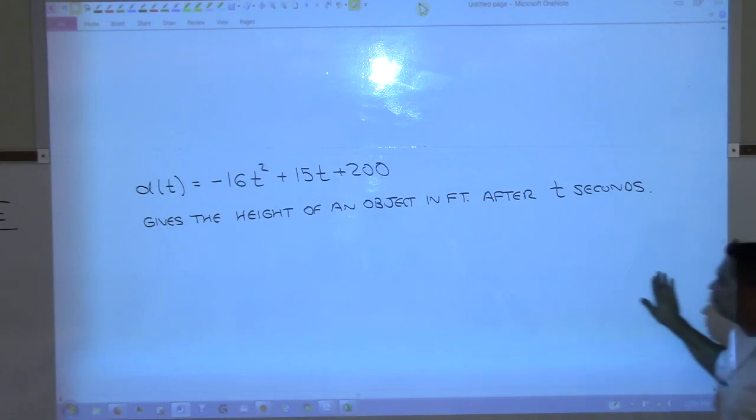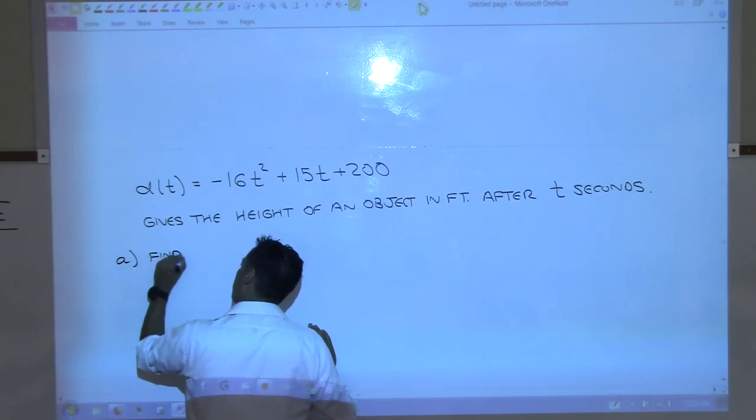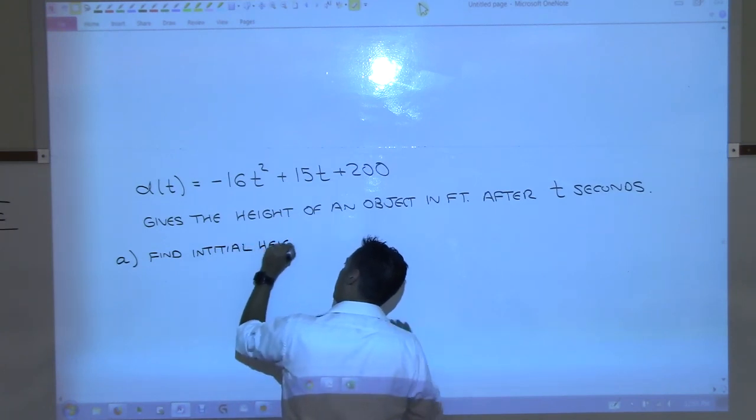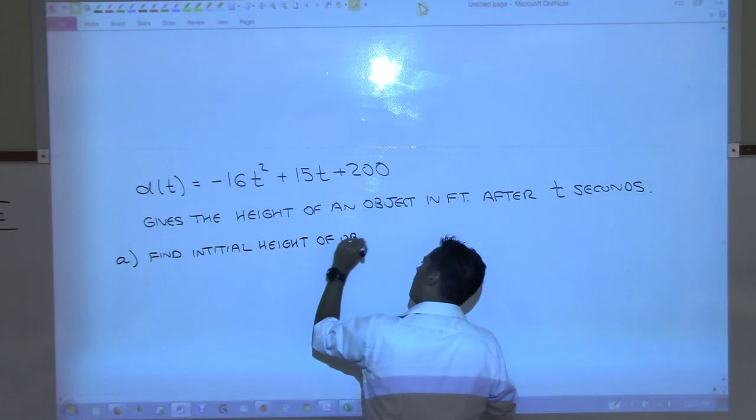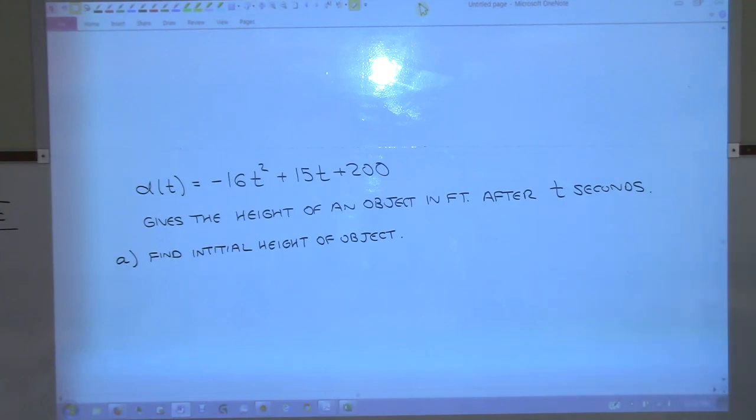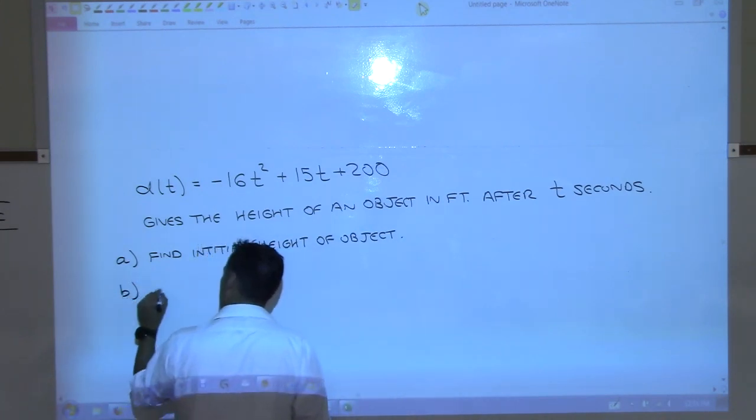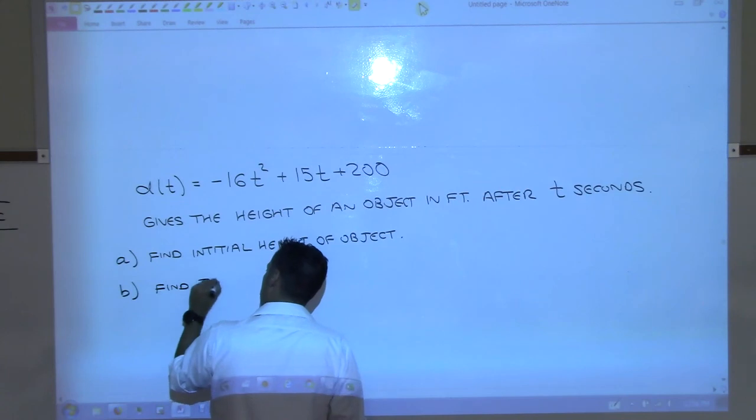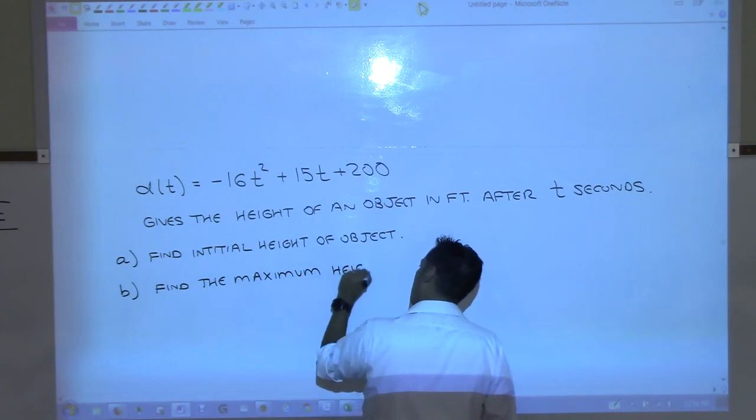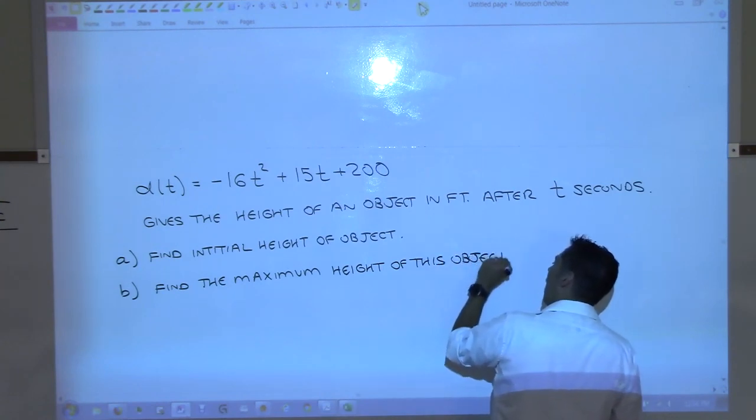Here are some questions for you. First, find the initial height of the object. Can anyone tell me that answer without doing any work? 200. It's 200 feet, right? Okay, but we'll get to that. Part B, find the maximum height of this object. Can anyone tell me how we would do that?